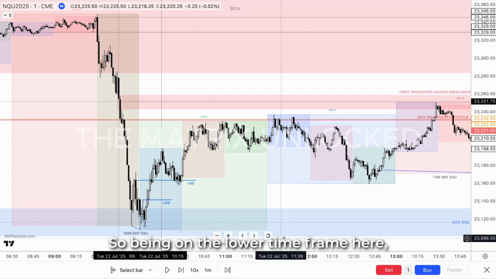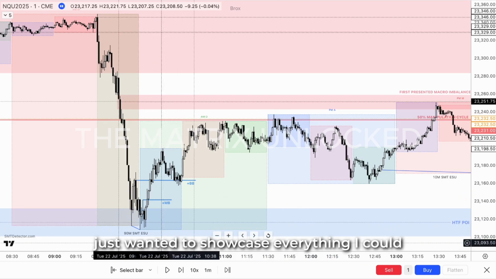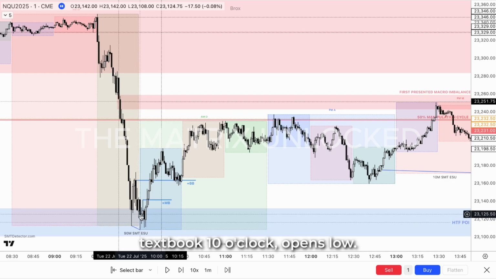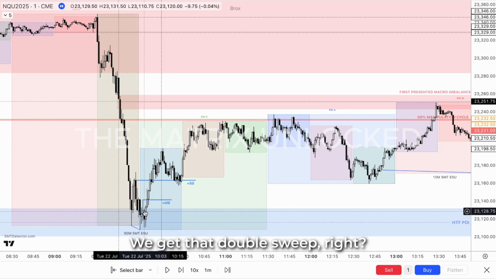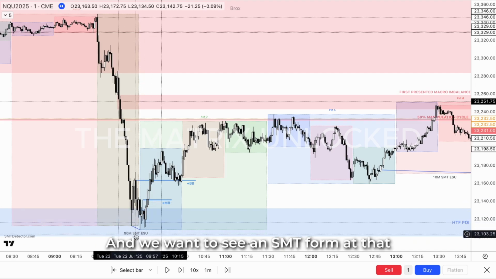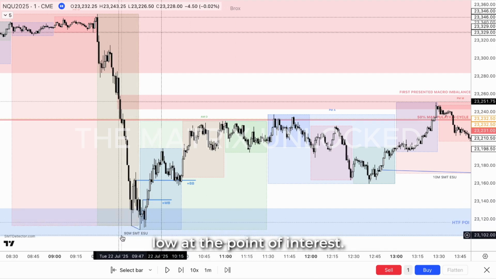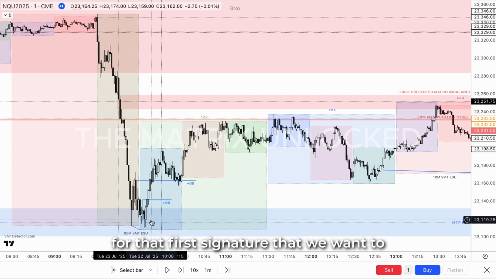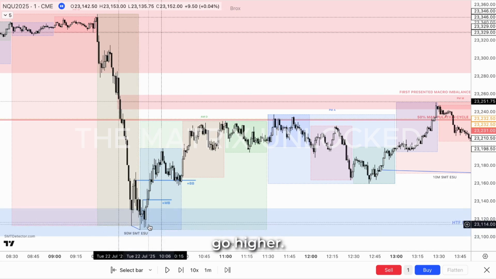Being on the lower time frame here, I just wanted to showcase everything I could with this move. So this was just a textbook 10 o'clock, opens low. We get that double sweep, right? That's what we want to see. And we want to see an SMT form at that low, at the point of interest. At this point, I already know I'm looking for that first signature that we want to go higher.